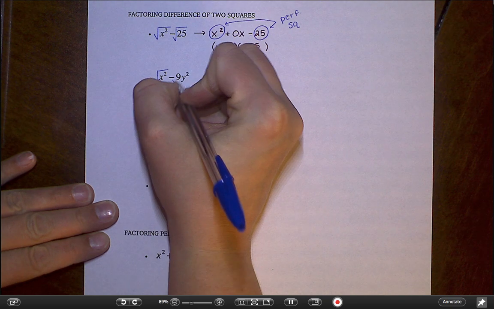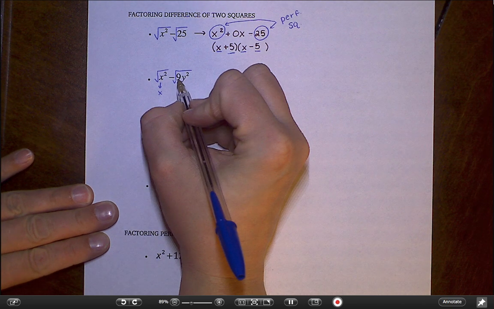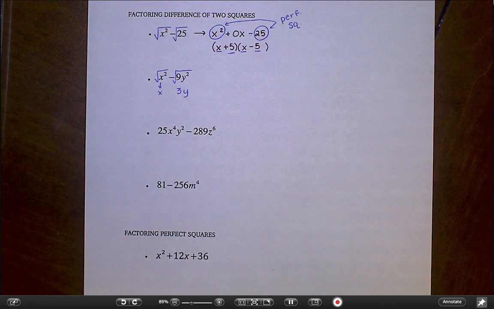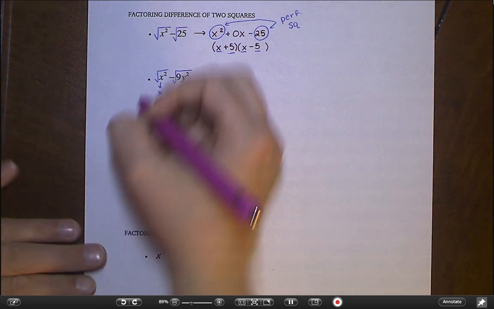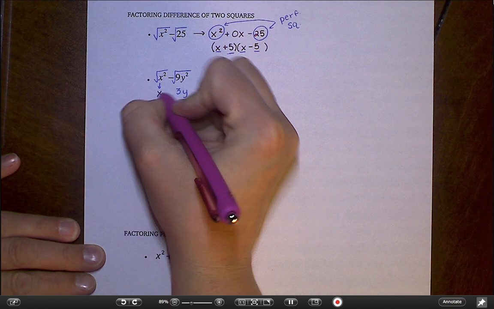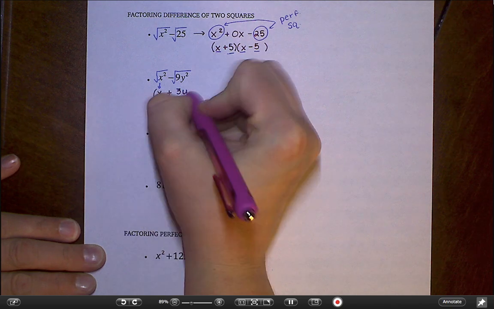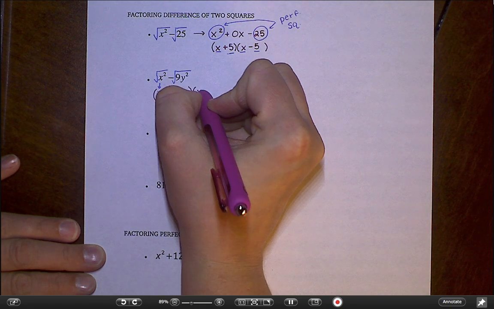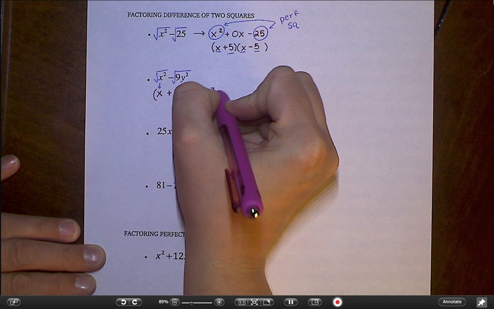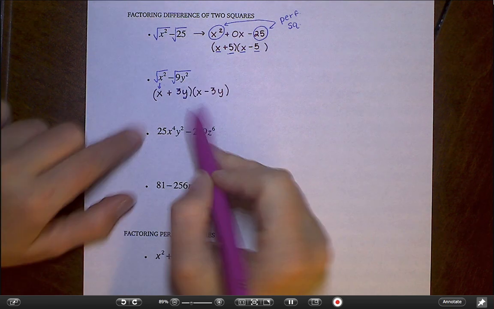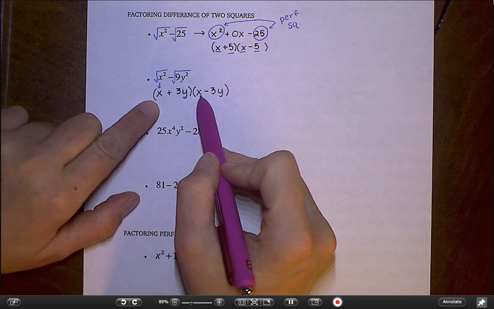And if I take the square root of 9y squared, I get 3y. Okay, so my two factors are going to be x plus 3y, and then the exact same thing but with a minus sign, x minus 3y. And if I multiplied those back together, x times x gives me x squared.